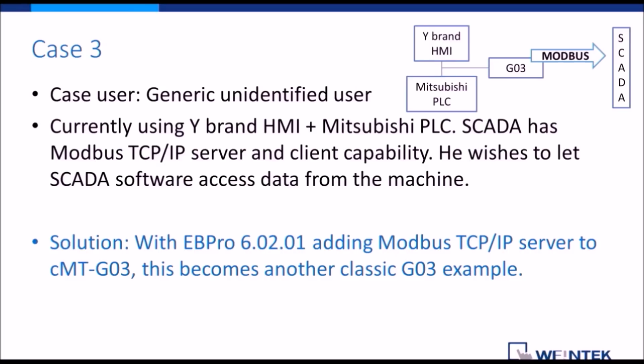But just note that the GO3 first became available with 6.1.2, and this version did not have the Modbus TCP server yet. With the coming 6.2.1, we're adding the Modbus TCP server to the GO3. So this would be an ideal solution for this user.